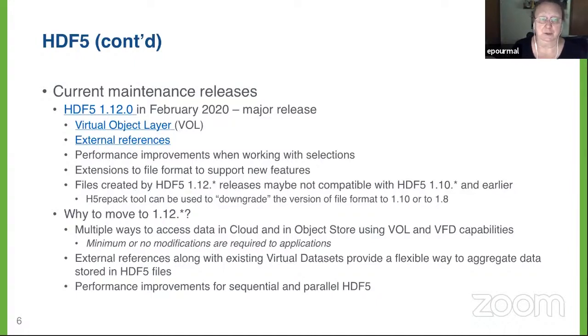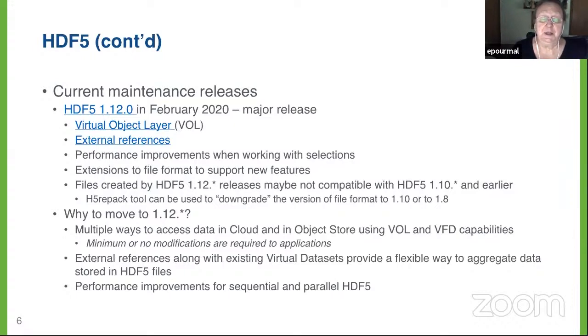So why do we encourage you to move to 1.12? If you're on 1.8, maybe it's a good idea to skip 1.10 and go to 1.12, because performance between those two is almost identical. First of all, 1.12 introduces multiple ways to access data in the cloud and in object stores, and there are multiple capabilities. You can use the new virtual object layer or our old existing feature, virtual file drivers. I will show you on the next slide. And what is nice about those features is that minimal, or in the case of VOL, no modifications are required to applications.